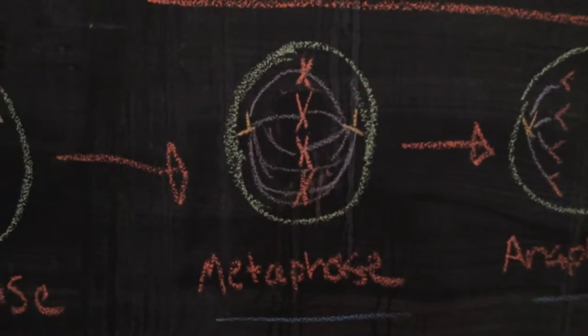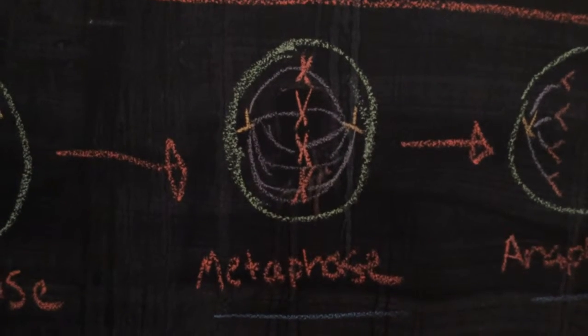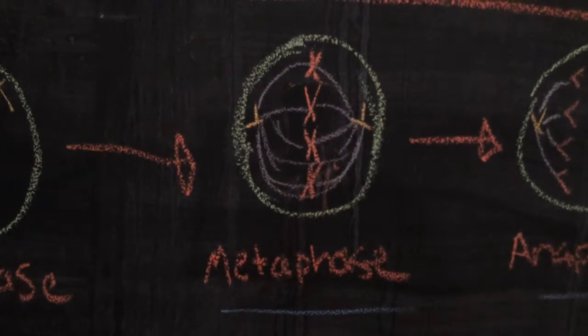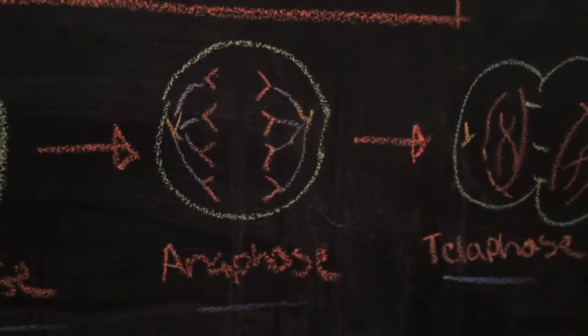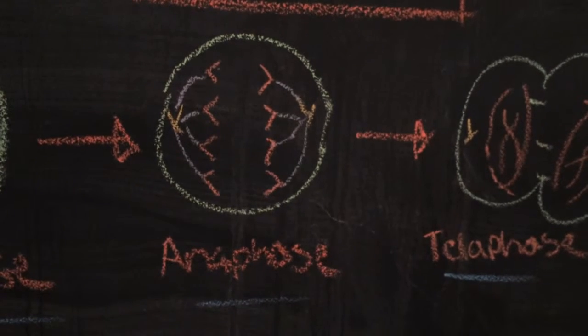Metaphase is where the chromosomes line up at the equator and the spindle microtubules attach to the 2 sister chromatids. In anaphase, the sister chromatids of each chromosome separate and move to opposite poles of the cell.